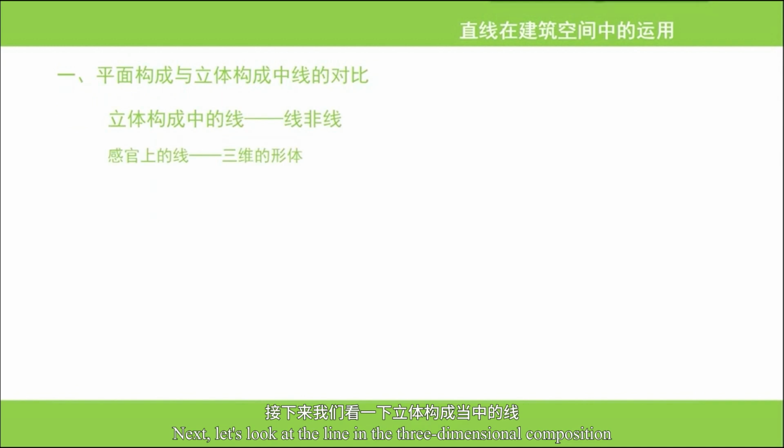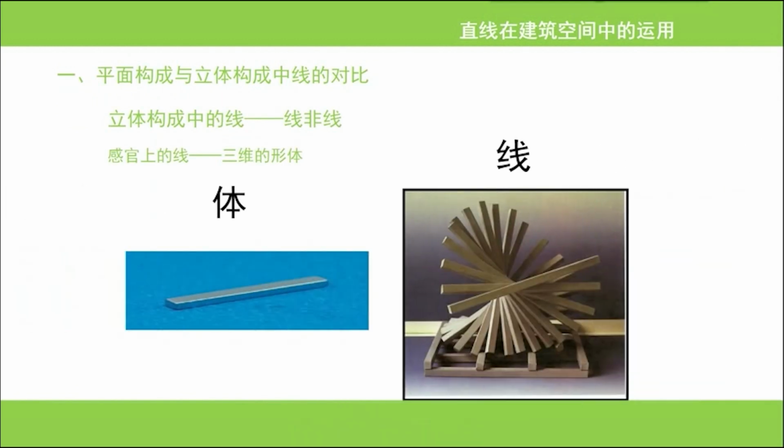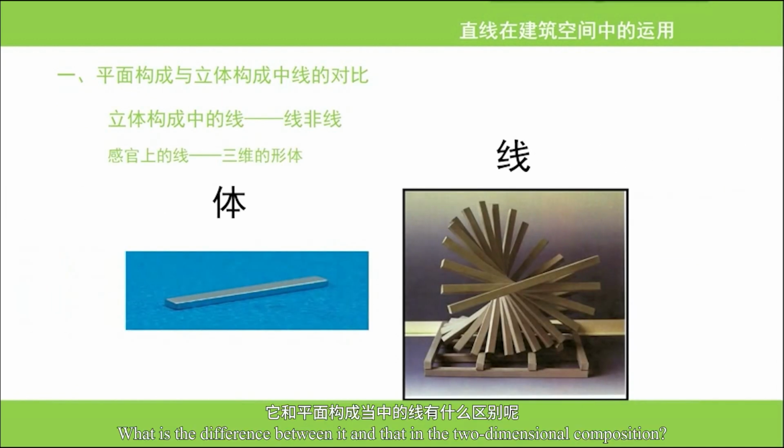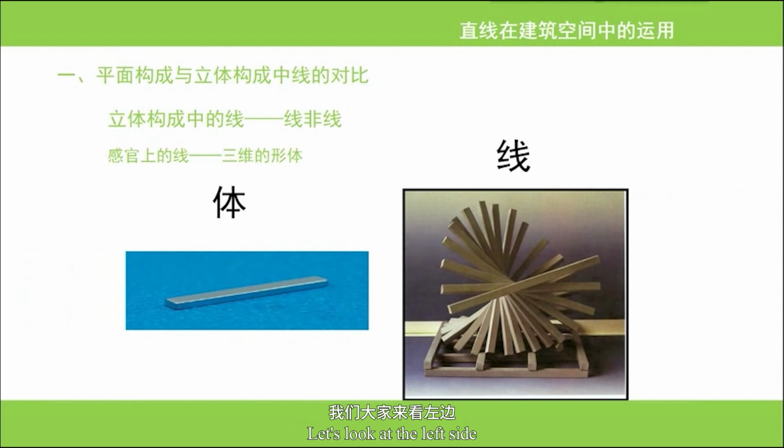Next, let's look at the line in the three-dimensional composition. What is the difference between it and that in the two-dimensional composition? Let's look at the left side. It clearly looks like a solid, right? But then, let's look at the image on the right. The lines designed in it. We can see this composition is composed of lines. So actually, the solids in the three-dimensional composition are also the lines we say.